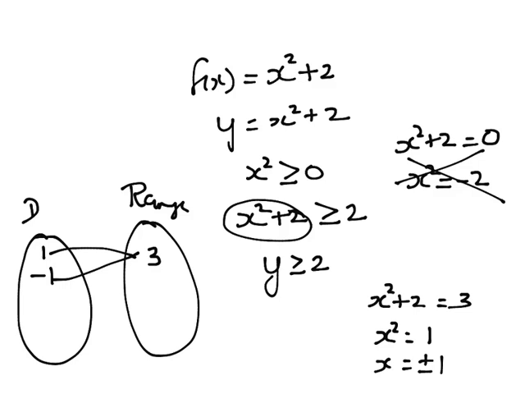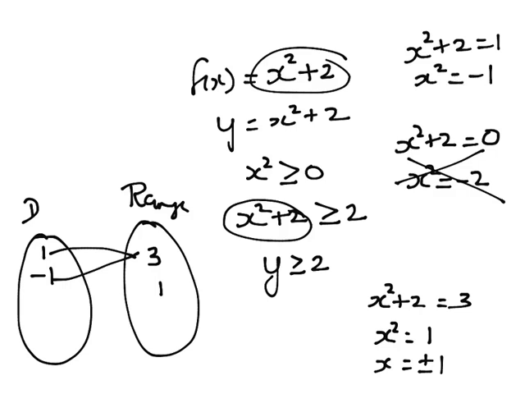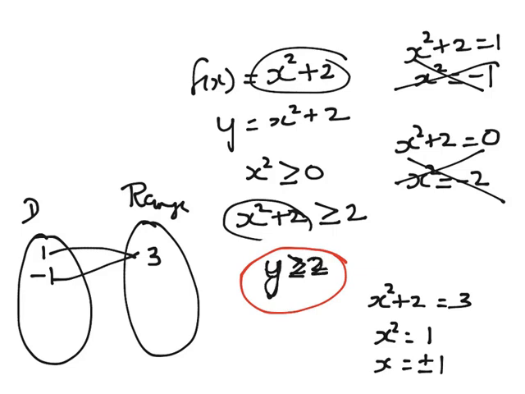Okay, let me take another example. Let's say I want to find out whether 1 is part of the range. For that, I write x squared plus 2 equal to 1. Therefore, x squared equals minus 1. Again, which is not possible. Therefore, 1 is not part of the range. So I have to erase this. In fact, any real number greater than or equal to 2 is part of the range.